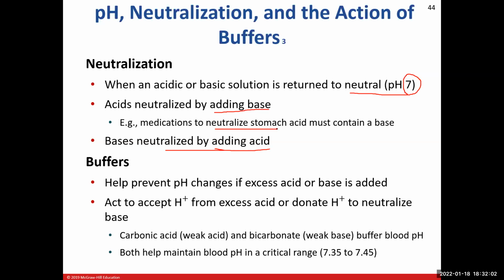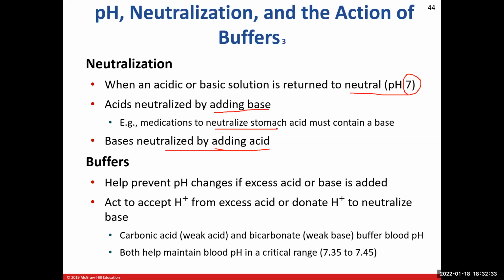It's going to interact with whatever that stomach secretion solution is, and it is going to start going around and absorbing any of those hydrogen ions, returning our pH value hopefully to 7. Neutralization, simple. If you're too acidic, we're going to add a base to you to make you neutral. If you're too basic, we're going to add an acid to you to make you neutral.